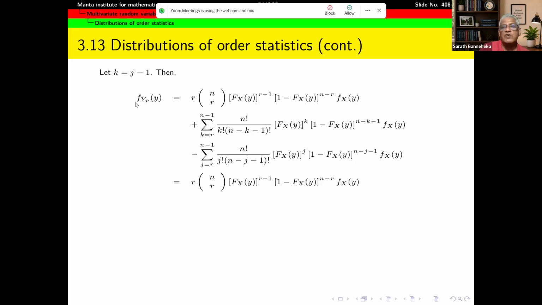Therefore, the density function of the rth order statistic evaluated at y can be obtained using this expression here: r times n choose r, F_X(y) to the power r minus 1, 1 minus F_X(y) to the power n minus r, times the density function of X evaluated at y. So that is the general formula, right? If you put r equal to 1, you will get the previous formula that we got for the distribution of the minimum. And if you put r equal to n, you will get the distribution of the maximum.